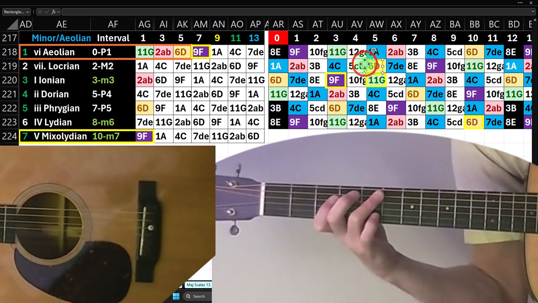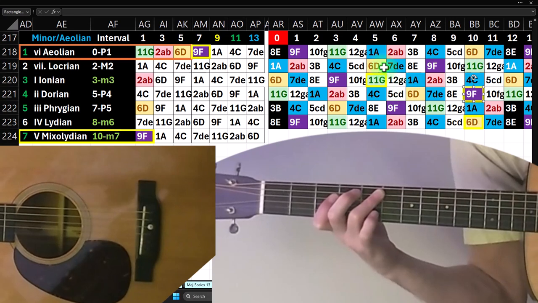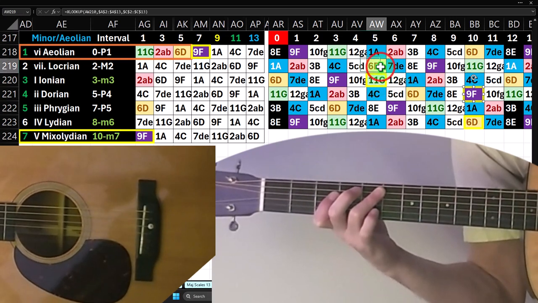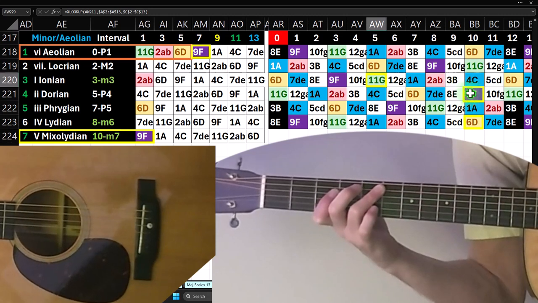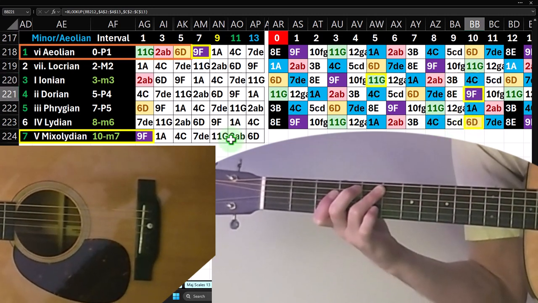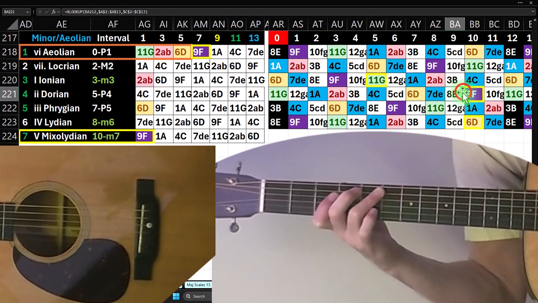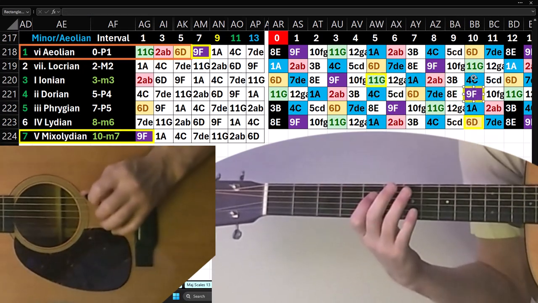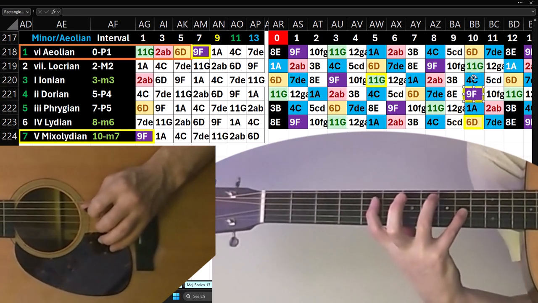So let's go to the next one. Then down here, now I'm going below. So now this should be the same shape I saw up top from D to C. Now I'm going from G to F, and it's going to be now 10 notes away. So there's 5 here, 6, 7, 8, 9, 10. 10 notes away. So that's going to be up to the 10. It's a bit of a stretch.